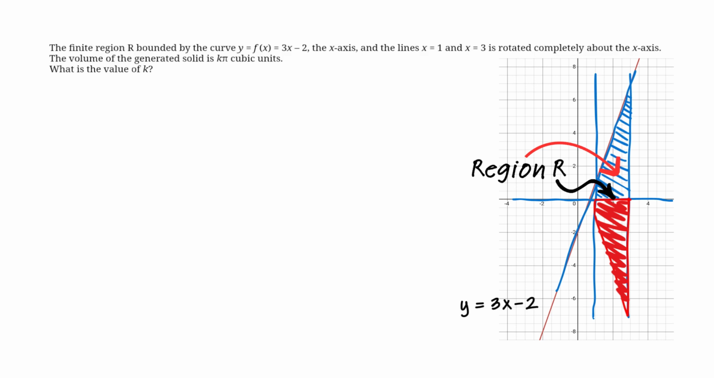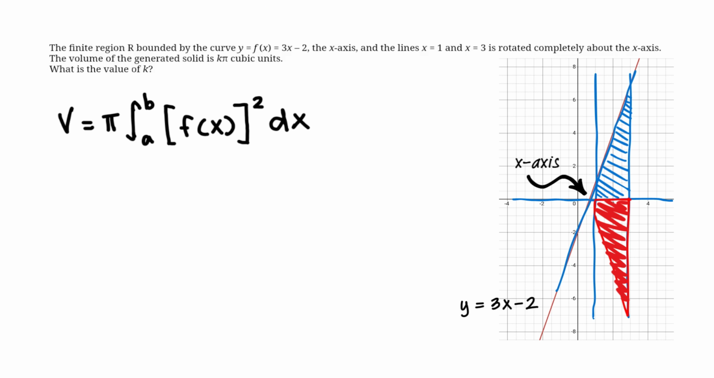Because our region sits flush against the axis we are rotating around, with no gaps, we know immediately to use the disk method. First, let's write our formula. Since we are rotating around the x-axis, the volume is equal to pi times the integral from a to b of our function squared, dx.